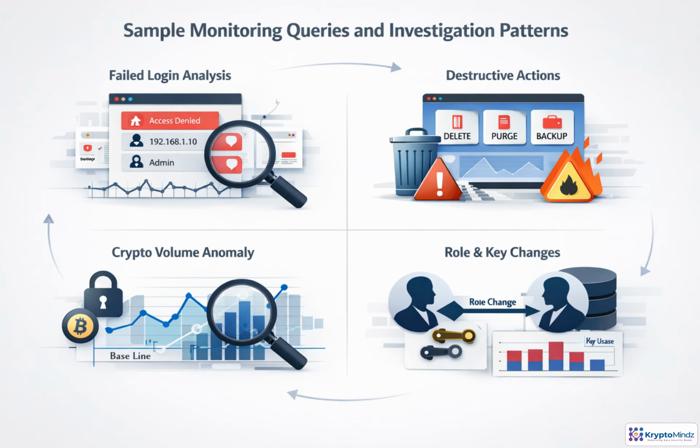Treat these queries as reusable investigation recipes. First, failed access queries tie identities, IPs, operations, and keys together. That shows whether someone is simply mistyping a password or systematically probing sensitive keys. Next, destructive action queries watch for delete, purge, backup, or restore. Those are high-risk moves that demand quick validation. Finally, volume and role change queries reveal spikes in cryptographic use and who gained access right before they happened.